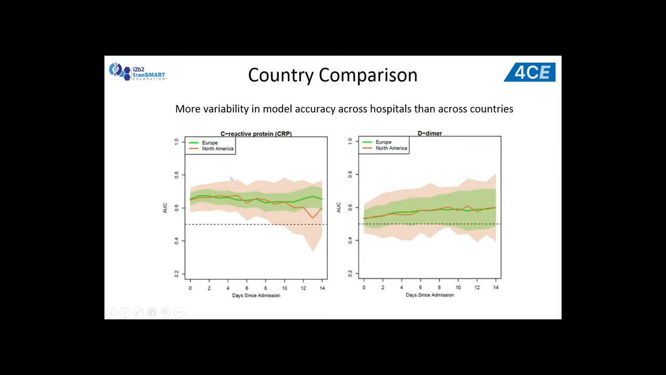So North America and Europe, when we look at averages, they're about the same, but when we look within the spread, there's huge differences. So from one hospital to the next, just within the United States, for example, there may be very big differences in how patients are being treated and what their demographics and survival rates are.